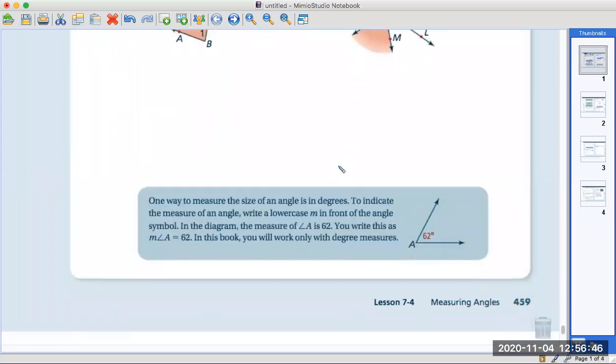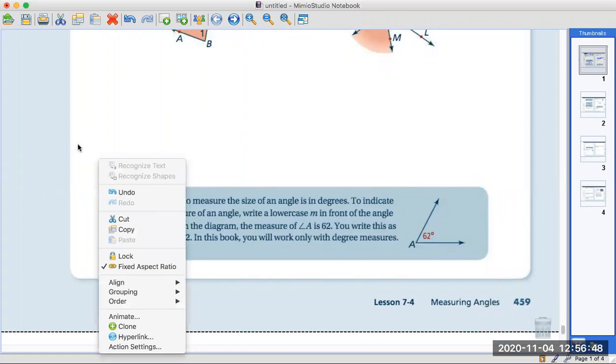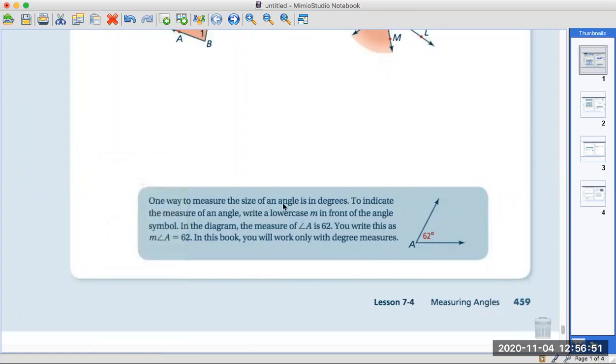Okay, on the bottom of the page, one way to measure the size of an angle is in degrees. It's a little zero symbol that goes above the number. This means degrees. To indicate the measure of an angle, write a lowercase m in front of the angle symbol, like this. In the diagram, angle A is 62 degrees. You write this as, now here's how you read this.